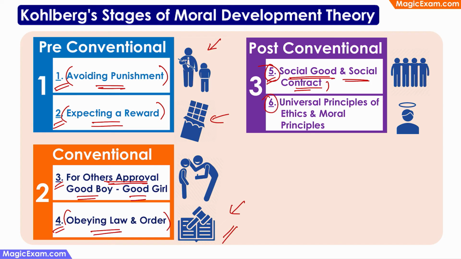And stage 6 is where we are talking about the universal principles of ethics and moral principles. That is, at this stage, people are quite old and they are talking about things like pap and punya. So here, irrespective of what others might be doing or not doing, they want to do the right thing because they are following the universal principles of ethics and moral principles.